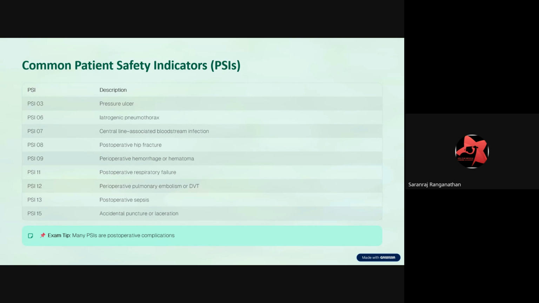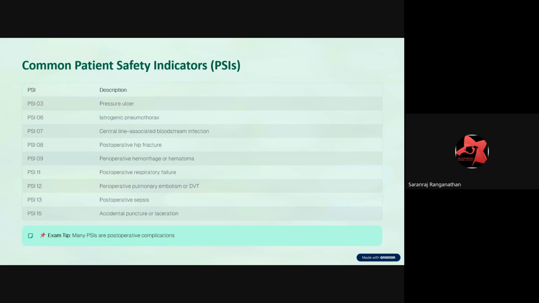So these are some of the commonly used examples. There are so many indicators; these are just some of them. Where I cannot cover everything, I will provide you the PDF for the indicators. You need to memorize these a little. At least some 10 to 15 PSIs you need to memorize.